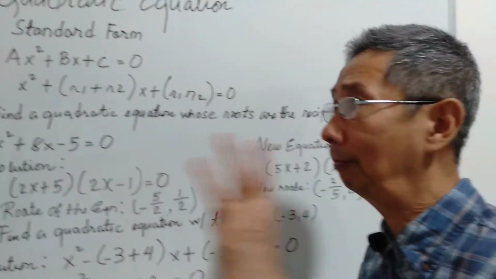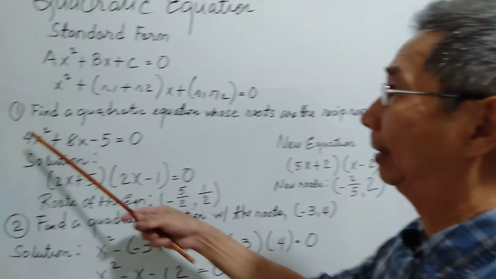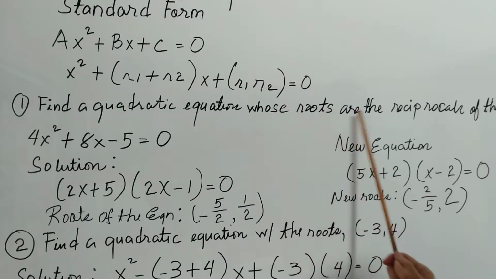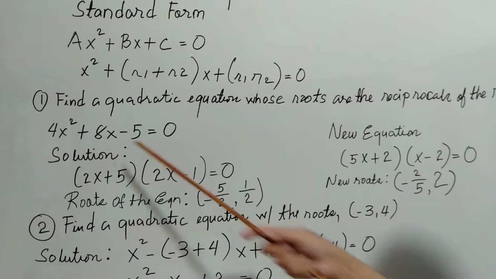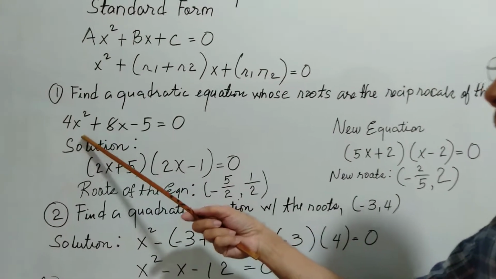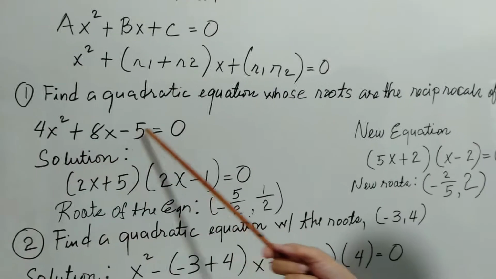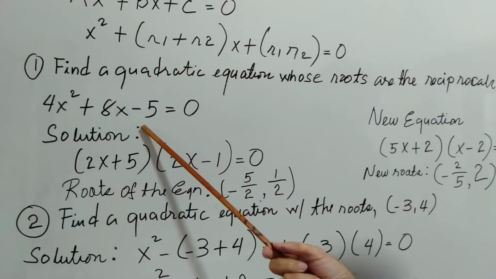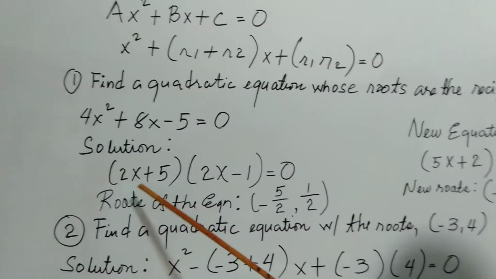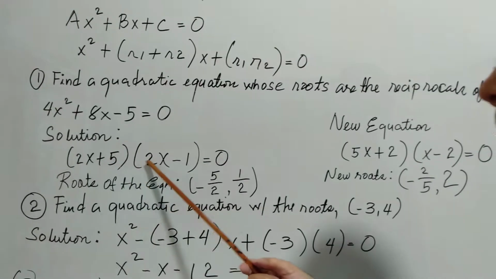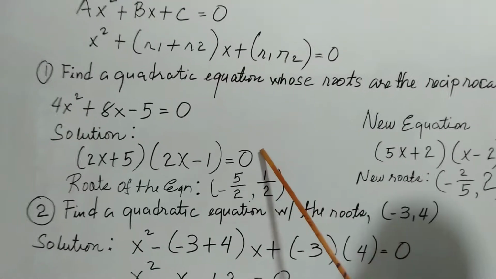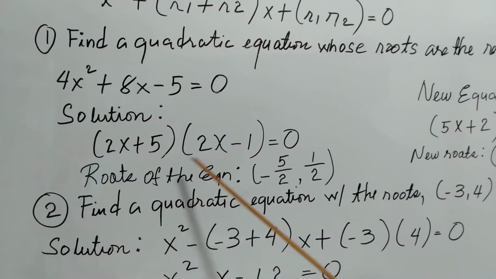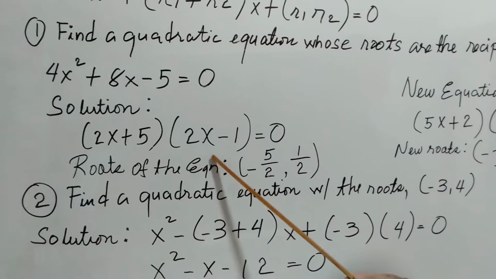And we have three problems now. The first one is number 1. Find a quadratic equation whose roots are the reciprocal of the roots of this equation here: 4x squared plus 8x minus 5 equal to 0. What we're going to do is factor this equation, and we get these two factors: 2x plus 5 times 2x minus 1 equal to 0. And we get the first root to be negative 5 over 2, and the second root is positive 1/2.